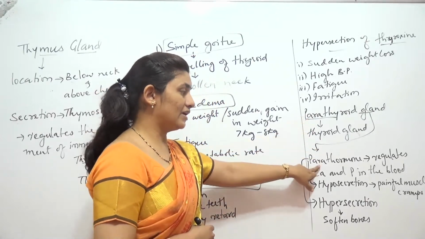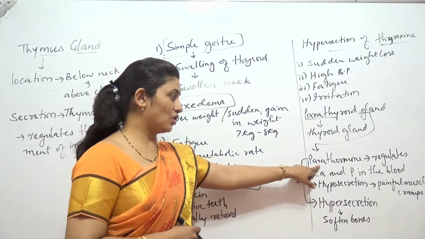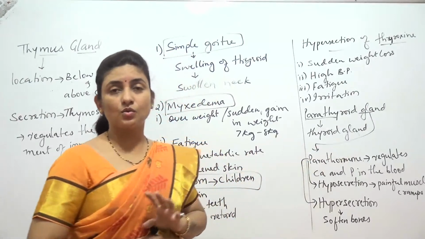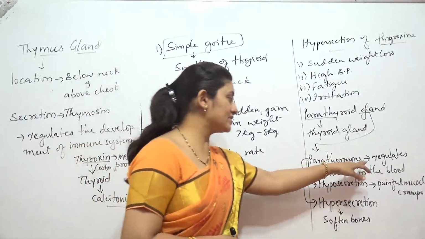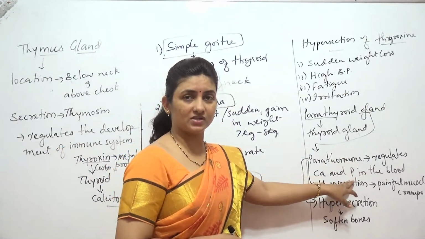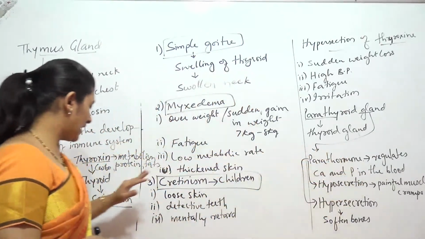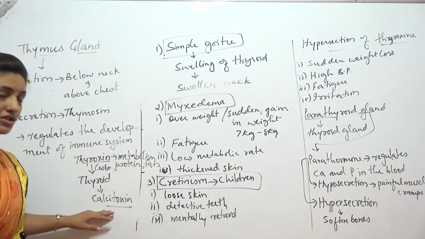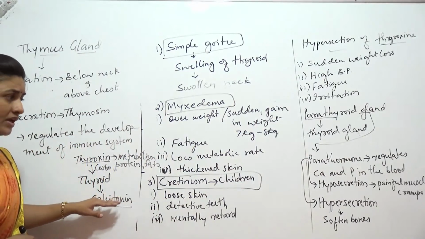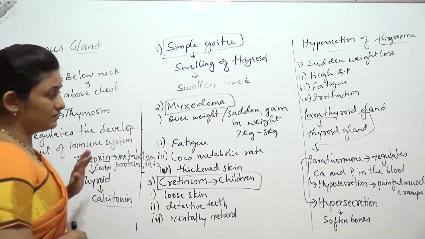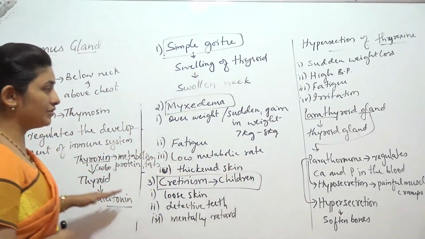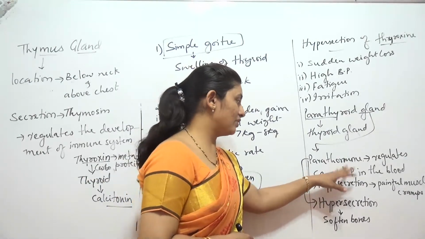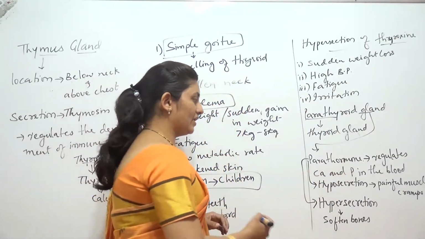This parathyroid gland secretes the hormone called parathormone. And what does this hormone do? Its function in the body is to regulate the level of calcium and phosphorus. Again, it is the same function as calcitonin, but they are opposite in action. Calcitonin decreases the level of calcium and phosphorus, but here they are increasing the level of calcium and phosphorus in the blood.